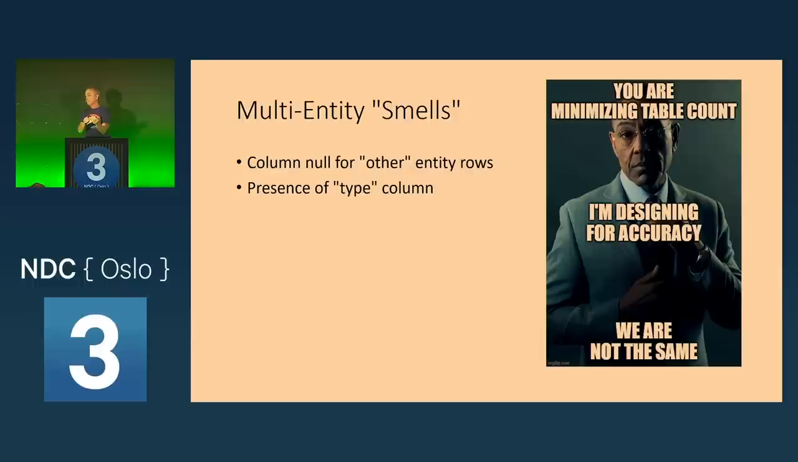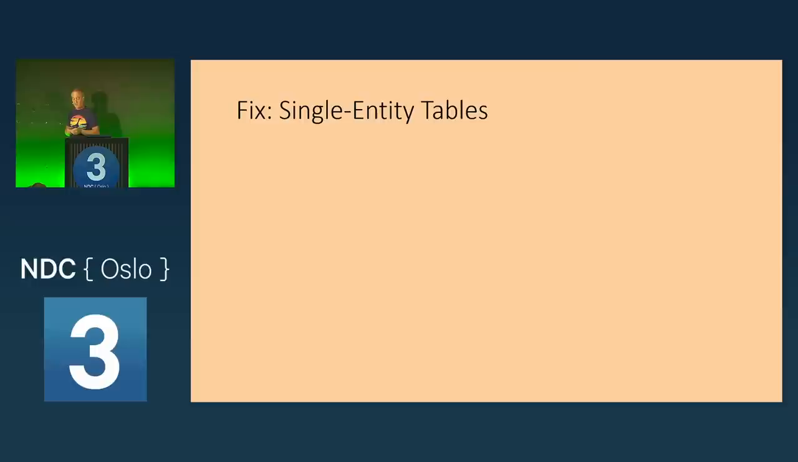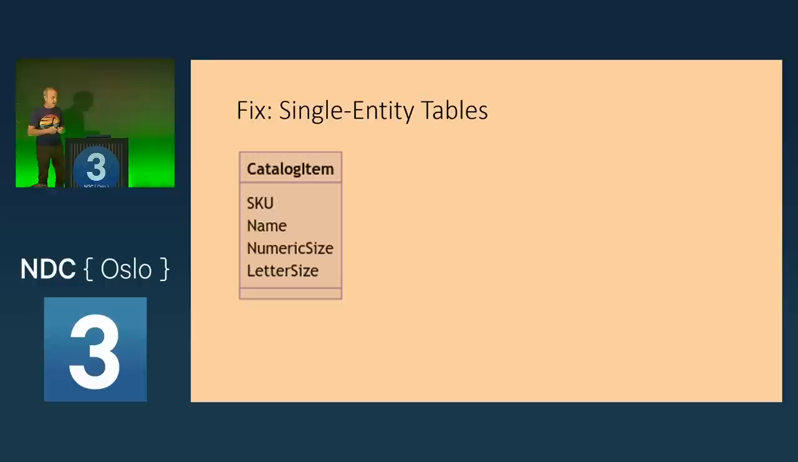Okay, it's hard to say it in English. Let's look at an example. Here we have a table of a catalog item. A catalog item in my catalog has a SKU, a code that represents that in my company, a name, every catalog item, it's a shirt, it's pants, it's something, and it has numeric size and letter size. And if I looked at values for this table, I probably would see that I have, you know, SKU ABC, T-shirt, size M, and size M will have letter size populated and numeric size null. Versus I'll have, you know, pants with size 32, and then I'll have the letter size null.